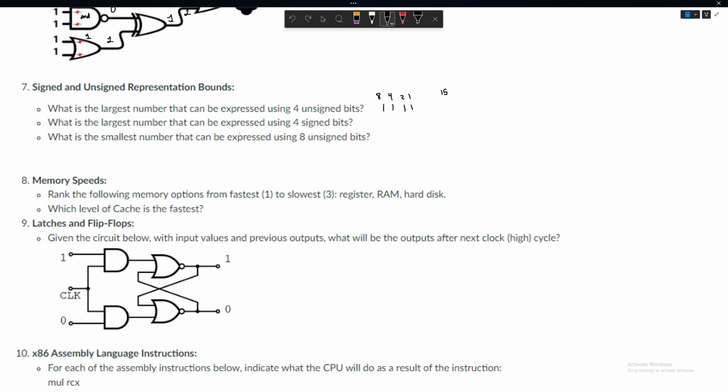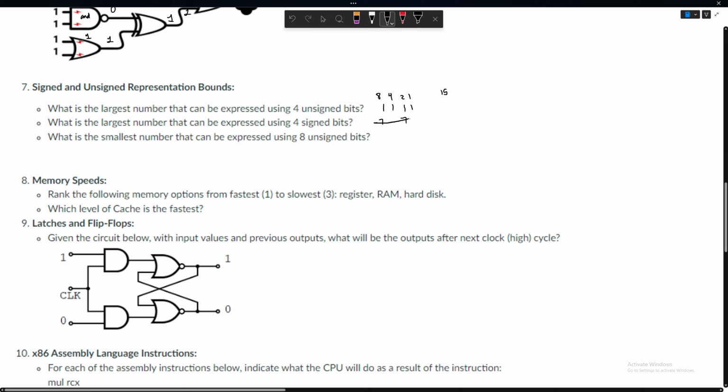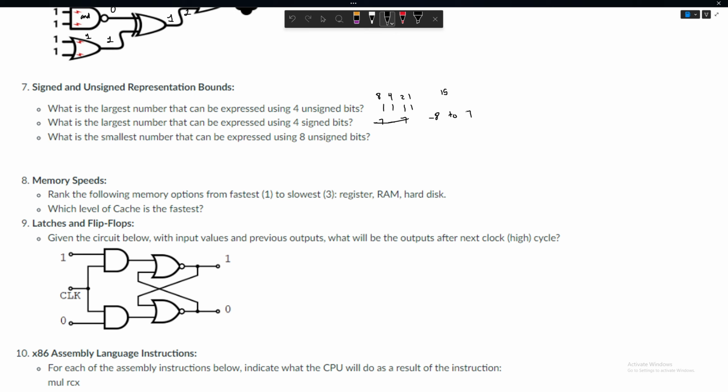What is the largest number that can be expressed using 4 signed bits? So if it's unsigned and you can represent 15, then in signed you can represent half of that, because you have to cover the negative and the positive. So what you'll get is from -7 to 7. And so what is the largest number? 7? Well, something doesn't add up here, because 7 and 7 is 14. We're missing 1. Yeah, so it would actually be from -8 to 7. And so the maximum number is 7.